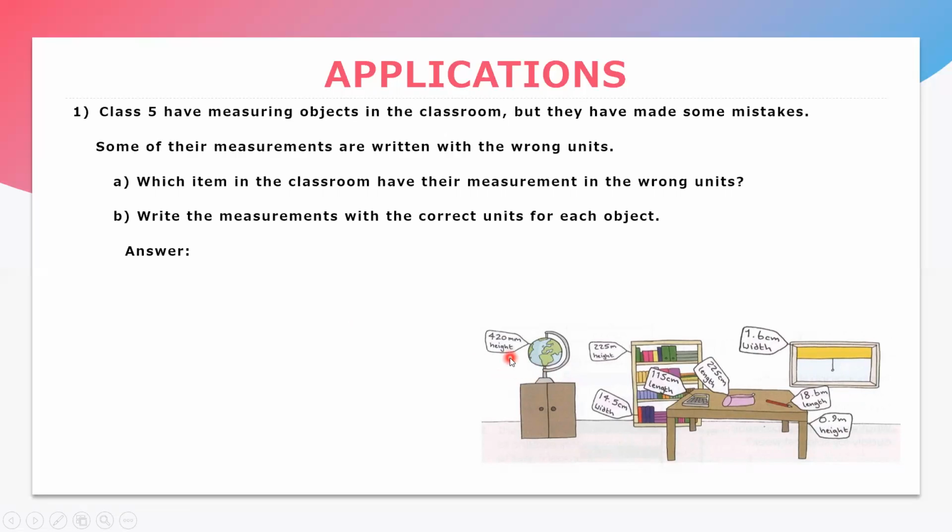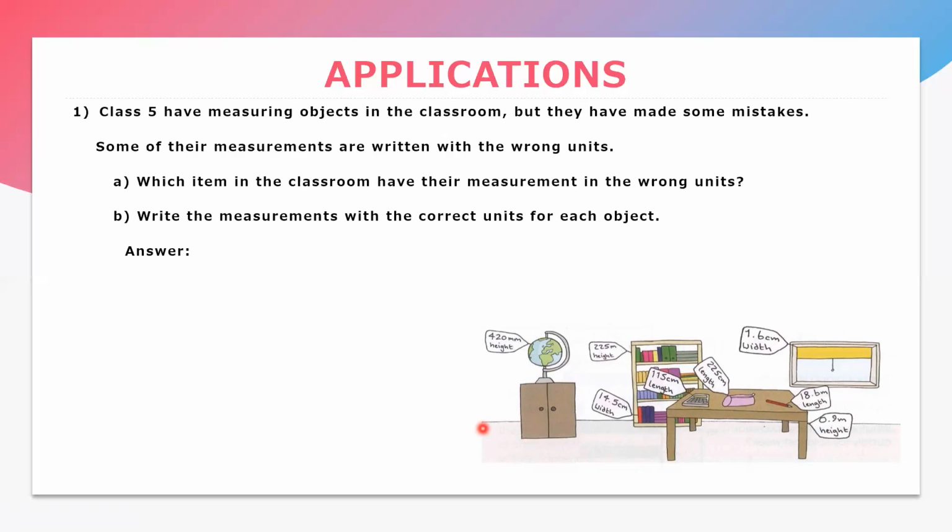You're given the globe as 420 millimeter height. The cupboard or the book rack as 225 meter height. The width of a book is 14.5 centimeter. Now the length of a calculator is given as 115 centimeter length. A pencil box or a pouch is 225 centimeter length. Window as 1.6 centimeter width. A pencil as 18.6 meter length. And the height of a table as 0.9 meter height.